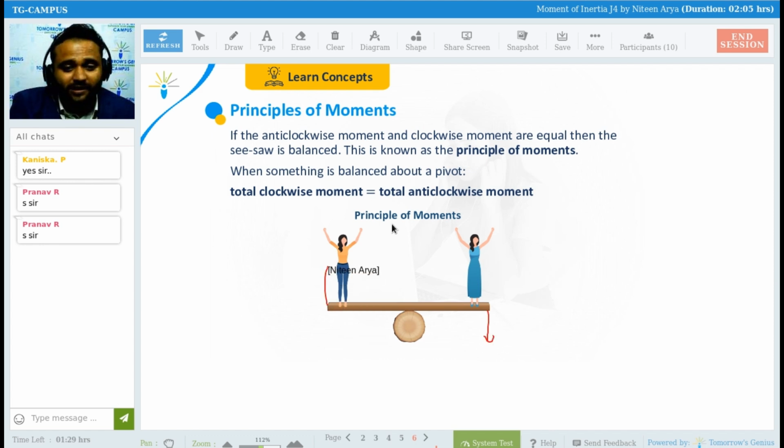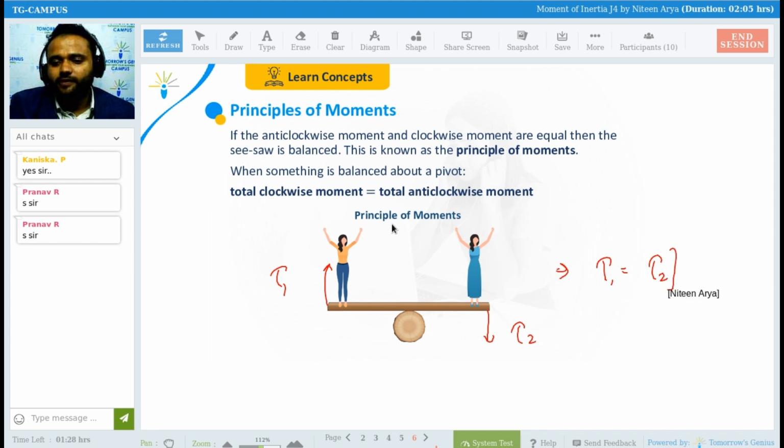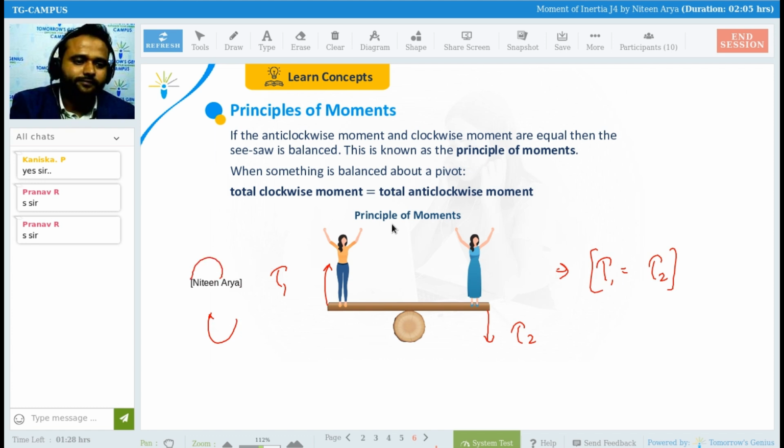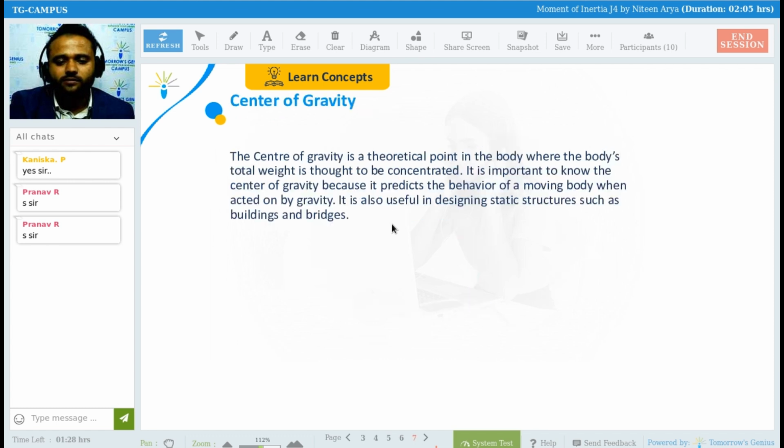As you can see, both of the girls in this picture have almost the same weight. If either of them has an unequal or unbalanced weight, it is not going to be balanced in this way. Clear? This torque tau 1 and this torque tau 2 are equal, and that is why it is balanced. That is your clockwise movement, because a clock rotates in this way, and anti-clockwise is in this way. Okay, so that is all about the principle of moments.